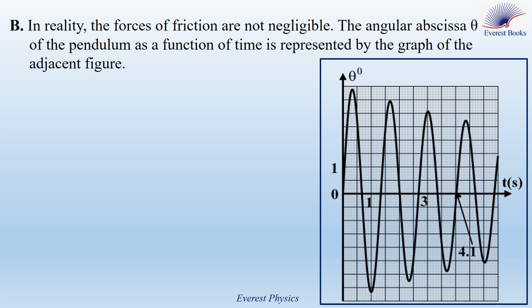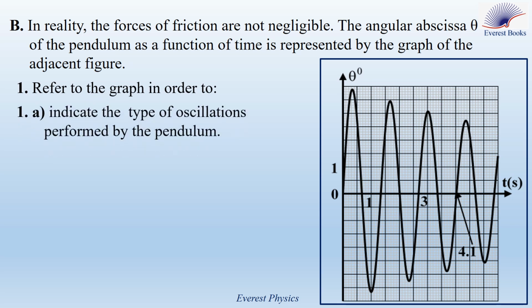B. In reality, the forces of friction are not negligible. The angular abscissa theta of the pendulum as a function of time is represented by the graph of the adjacent figure. 1. Refer to the graph in order to indicate the type of oscillations performed by the pendulum. Look at the figure. The amplitude decreases with time, so the type of oscillation is called the free damped oscillations.